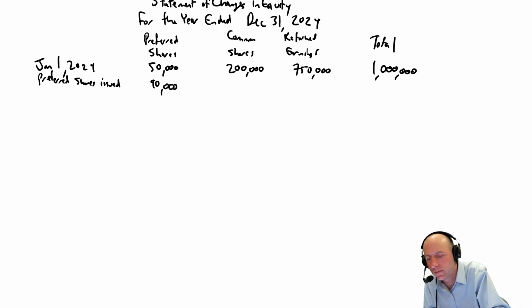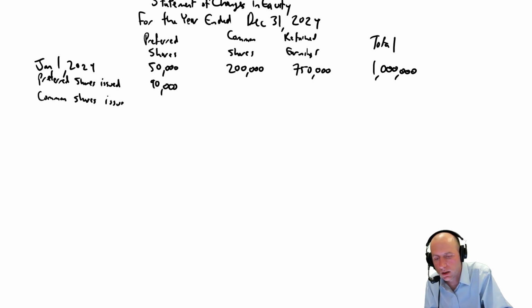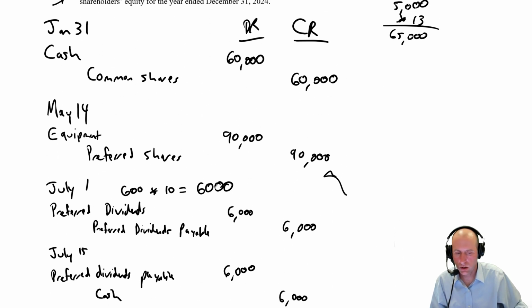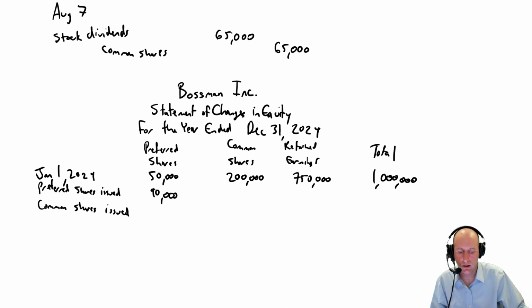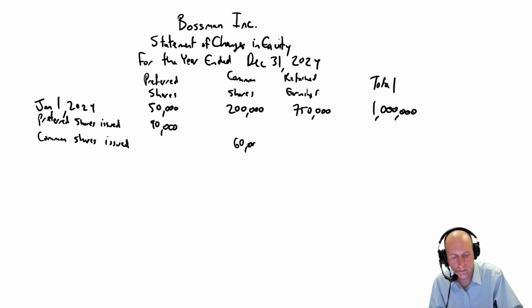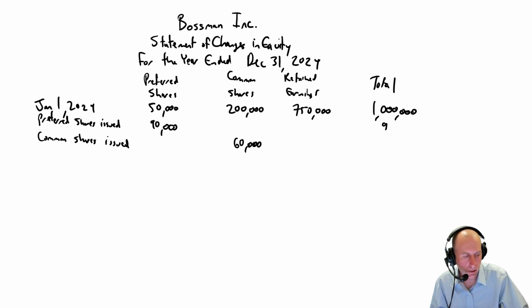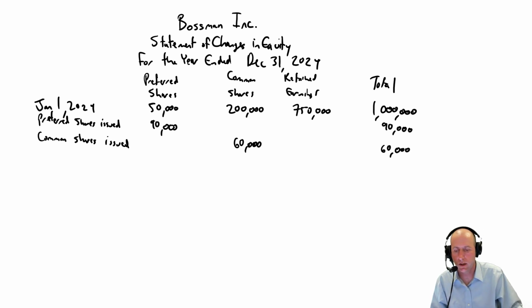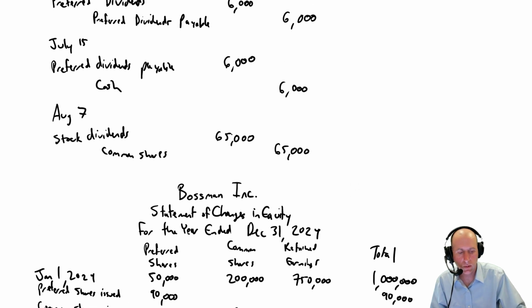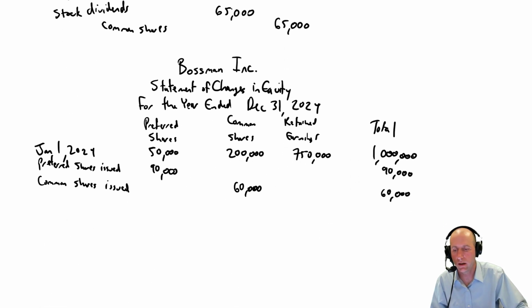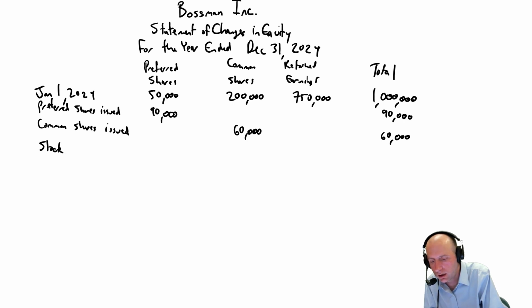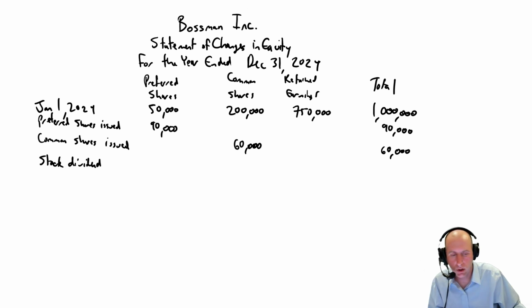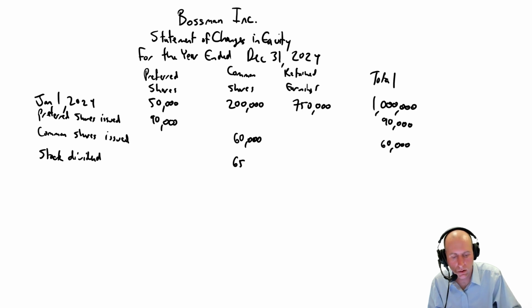Now we'll look at common. Did we issue any common shares? And the answer is yes. We issued $60,000 worth of common shares on January 31st. So let's plug that in. I guess I can put my totals as well. 90,000 was our total preferred shares issued. 60,000 was our total common shares issued. Now we issued more common shares with our stock dividend. So I'm going to actually note that as well. My stock dividend, when I did that, I issued $65,000 worth of new common shares into the world.